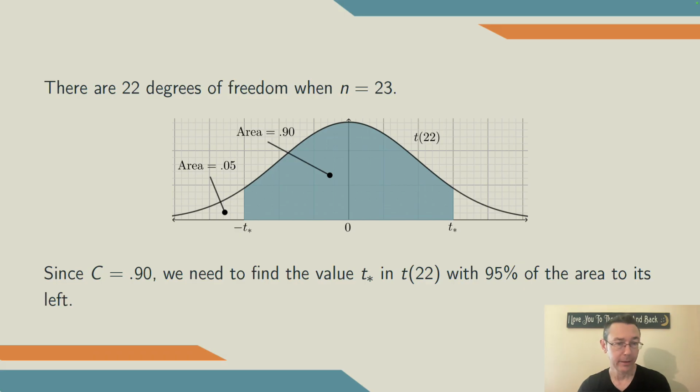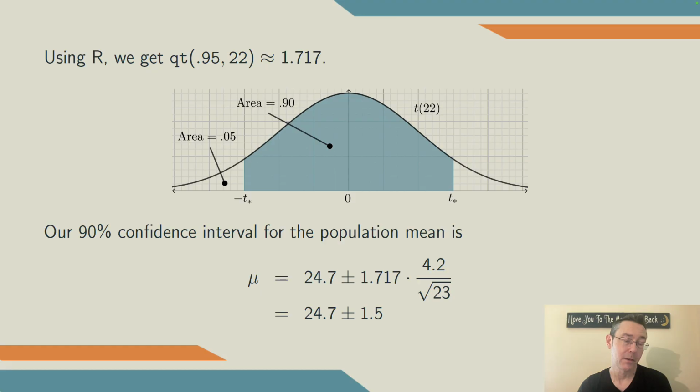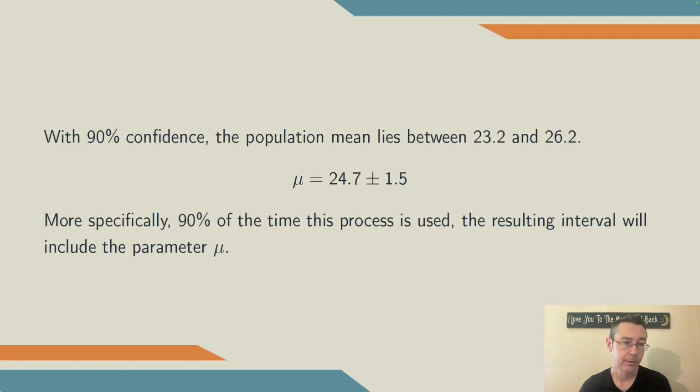The picture looks like this. I've drawn 90% in the middle. By symmetry, there's 10% left off, and so 5% is left off on the left. We need to find the value t star in t of 22 with 95% of its area to the left. And so we need to use the command qt(0.95, 22). And we evaluate that, and the result is 1.717. Plugging everything in, we get a confidence interval of 24.7 plus or minus 1.5. And of course, the units here are parts per million.